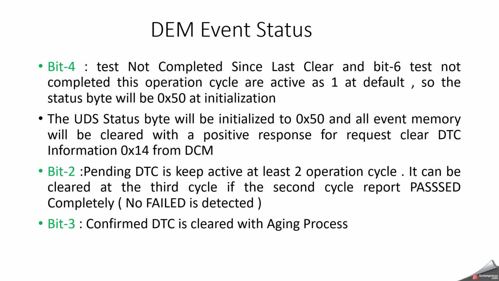It can be cleared at the 3rd cycle if the 2nd cycle report is passed completely. Bit 3 is confirmed DTC. It's cleared with the aging process. If you want to understand the aging process, I am planning to take a separate video for aging. There you will get more clarity about aging.